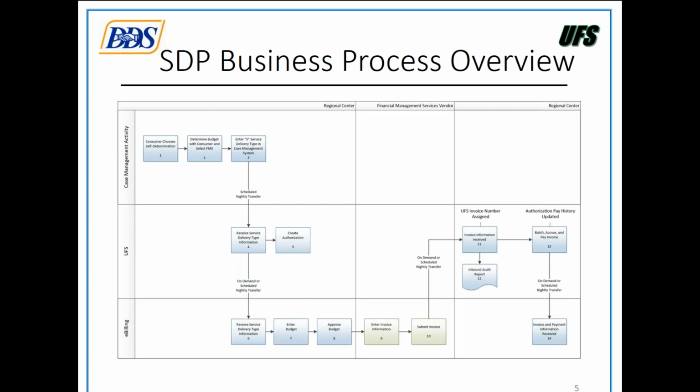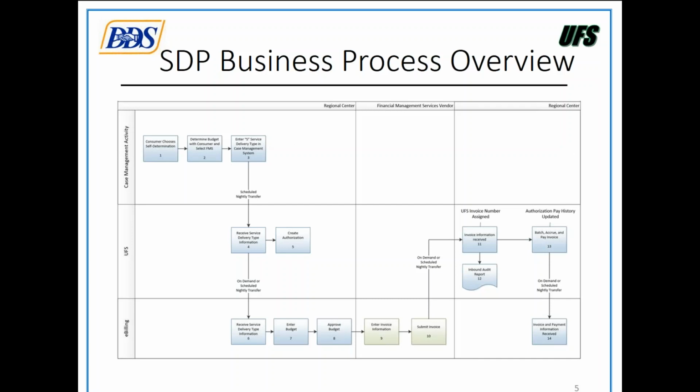And then the part that feeds into our system is that the service delivery type S is entered into your case management system. So whichever case management system you have will be able to accommodate the entry of an S service delivery type for self-determination, and that will transfer into UFS. And was there a question?